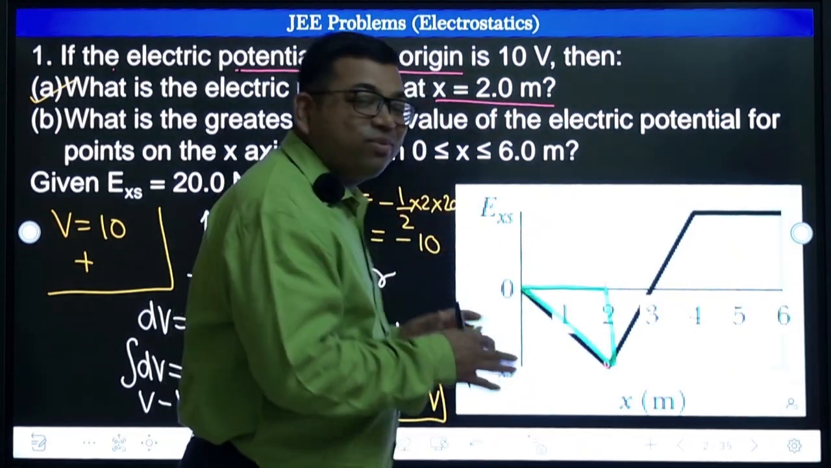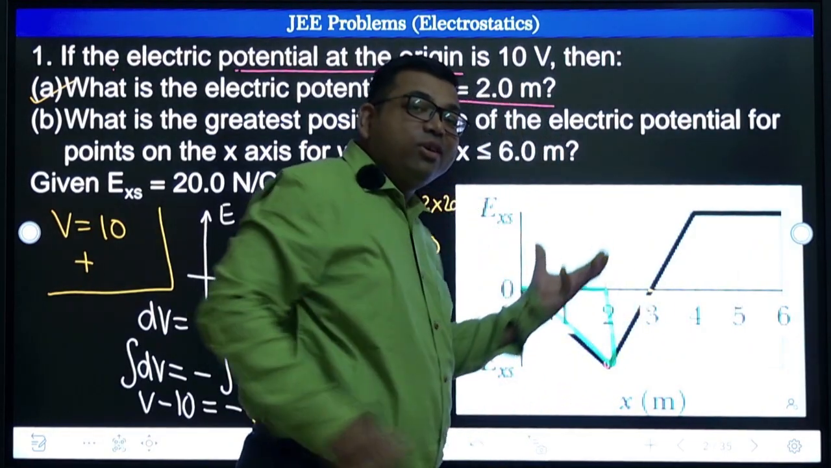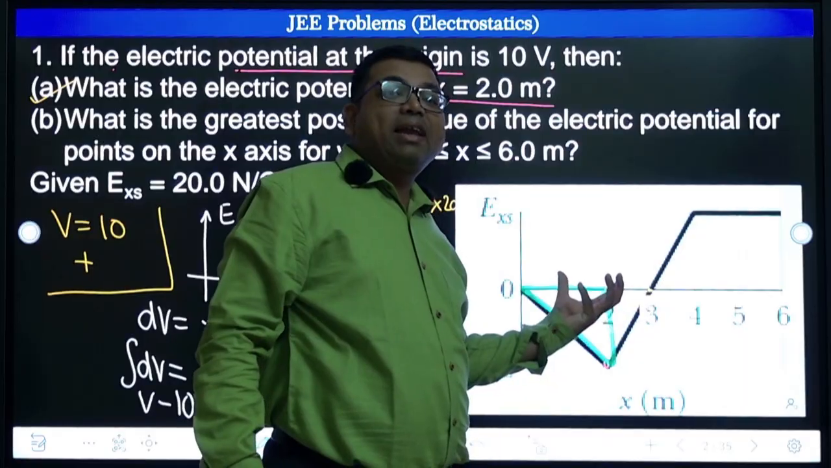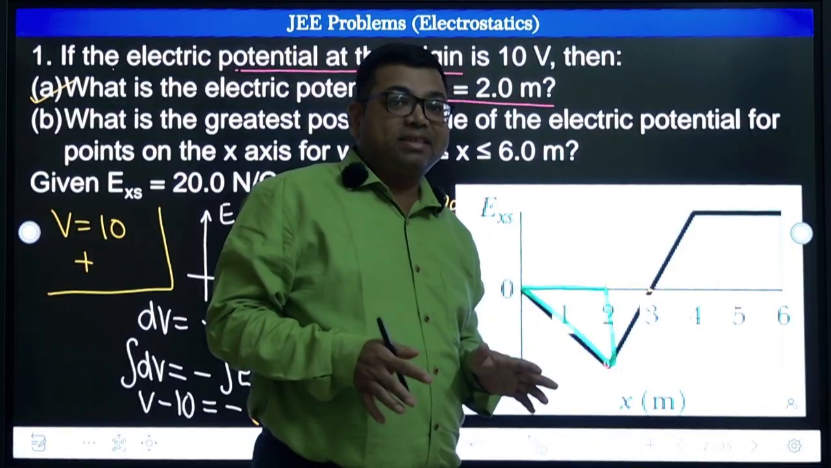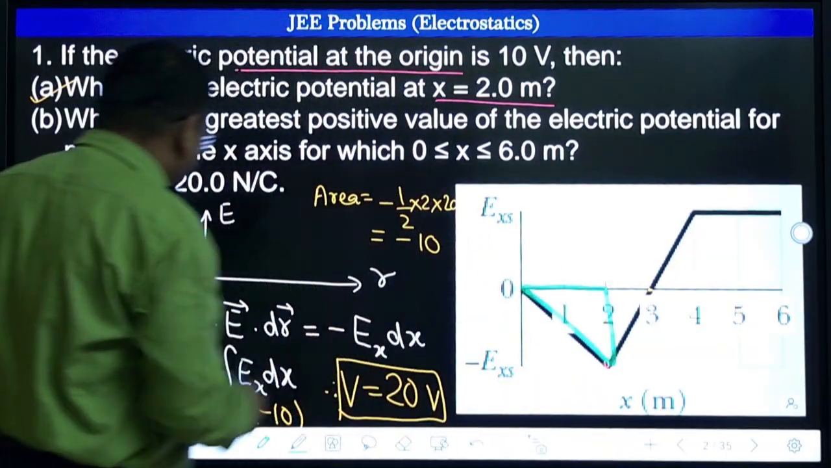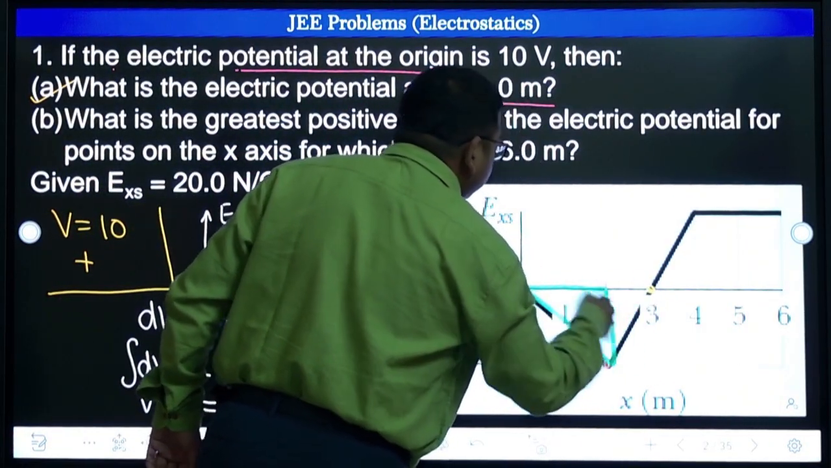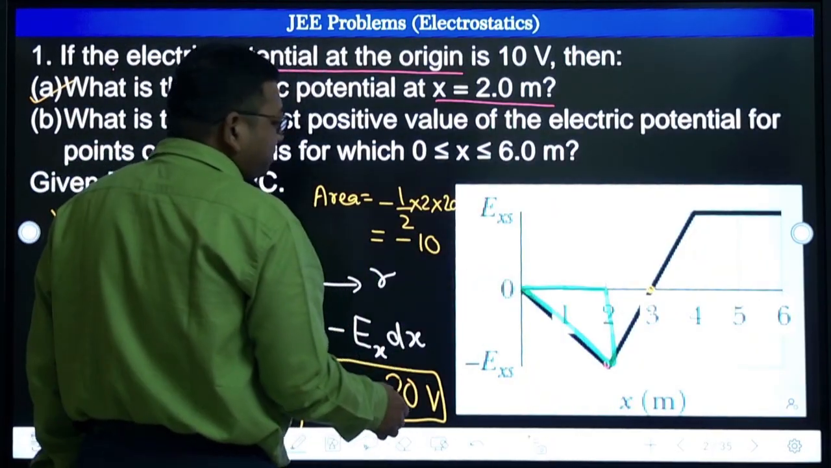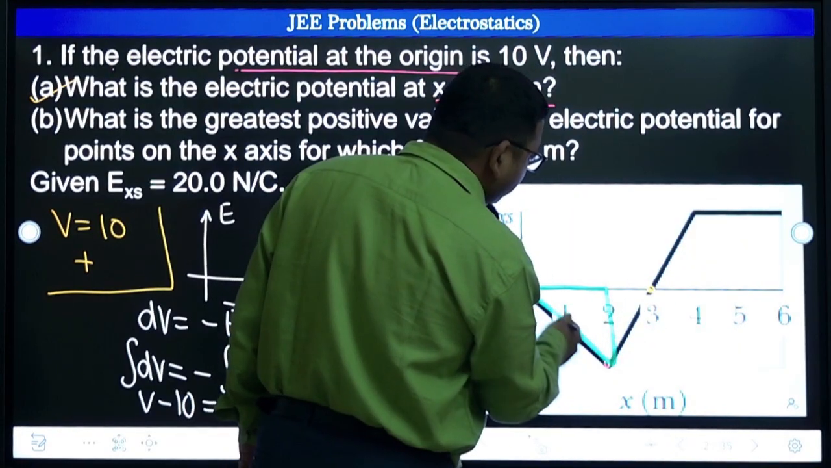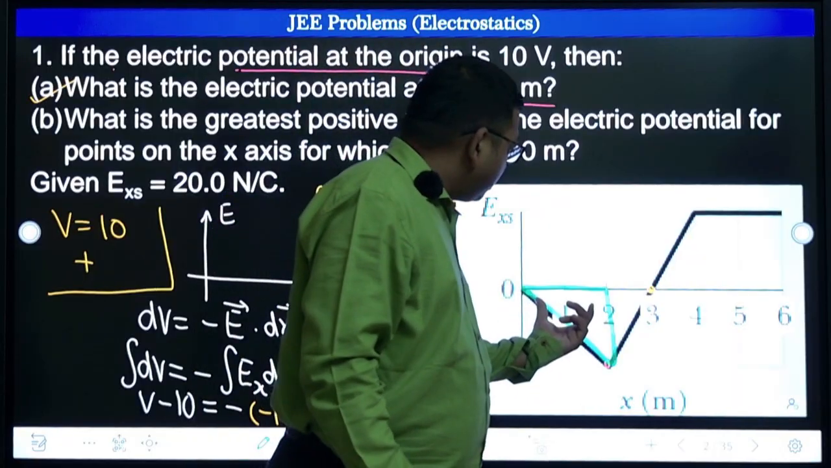So the maximum will come up to this point 3. Till this much the value will keep increasing. After that, because of the positive area, it will decrease. So we can take the area maximum up to this much. Now what is this area? Let us add that area: half into base into height. If this graph is symmetric, can we simply double this area?